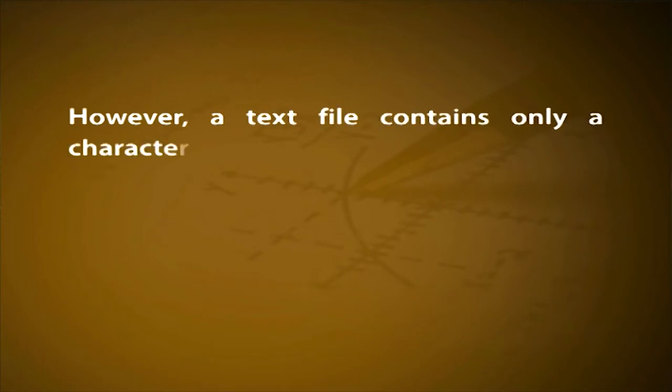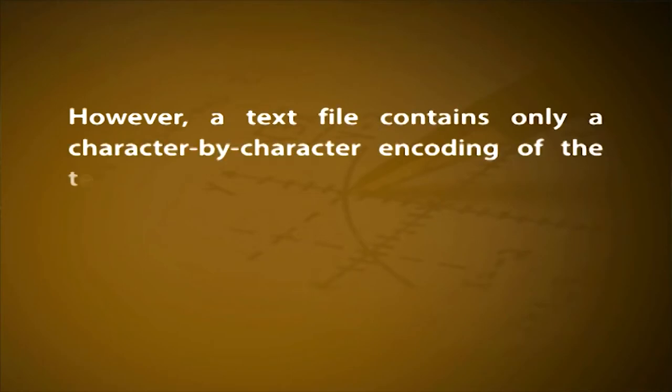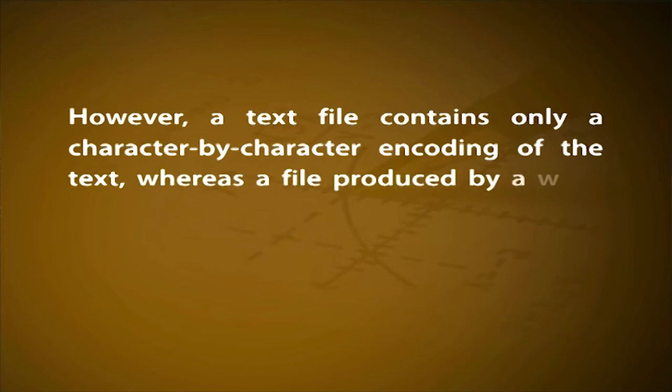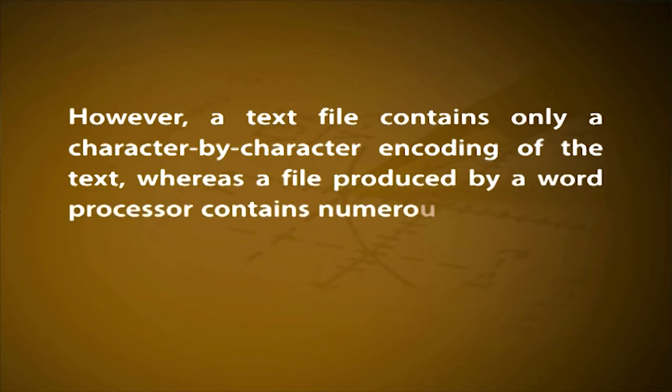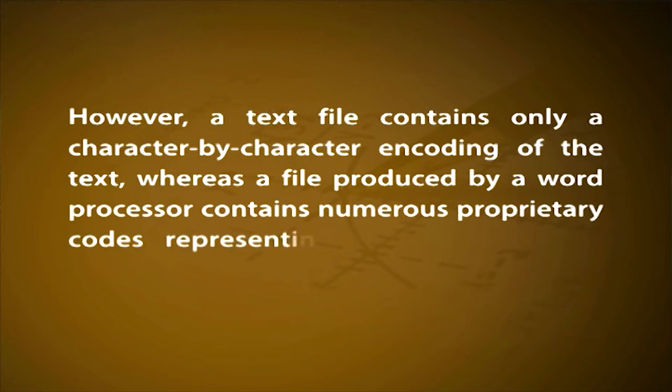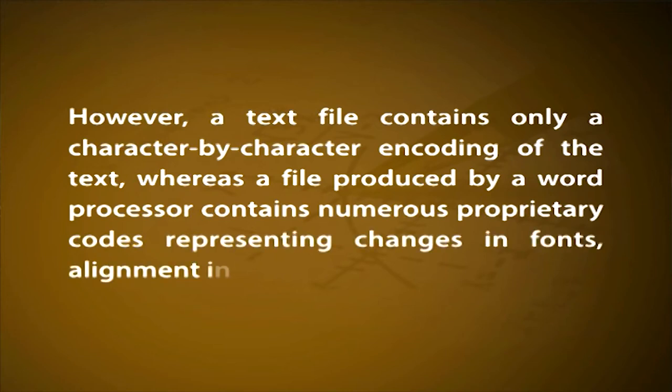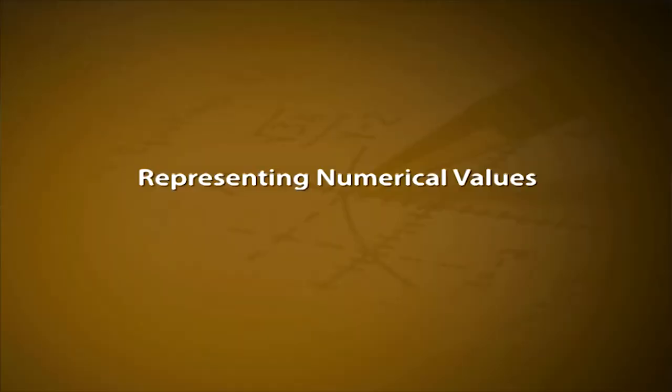Both consist of textual material. However, a text file contains only a character by character encoding of the text, whereas a file produced by a word processor contains numerous proprietary codes representing changes in fonts, alignment, information, etc. Moreover, word processors may even use proprietary codes rather than a standard such as ASCII or Unicode for representing the text itself.